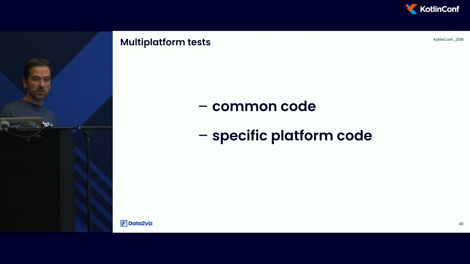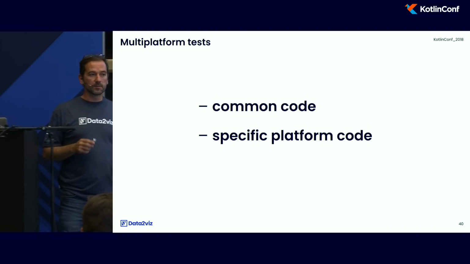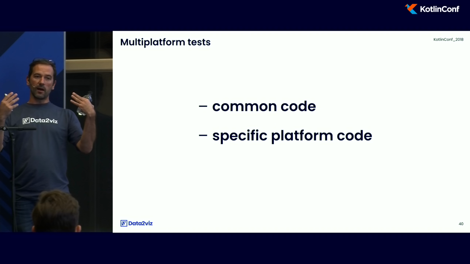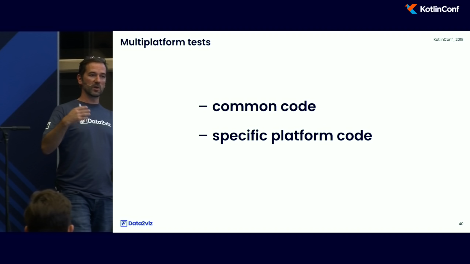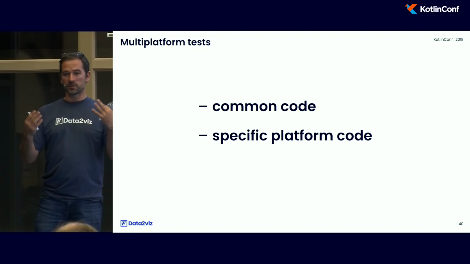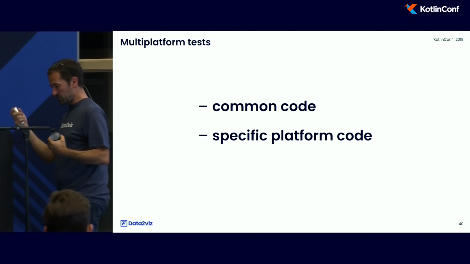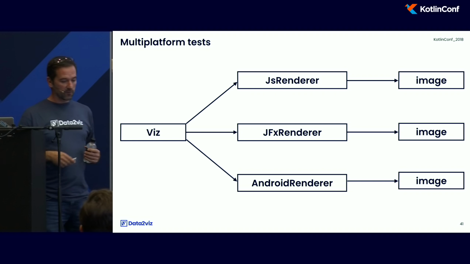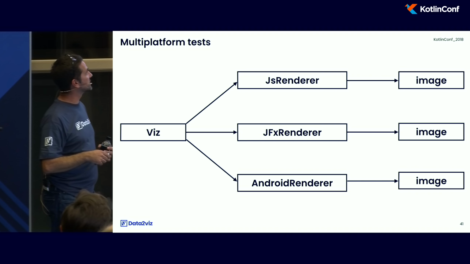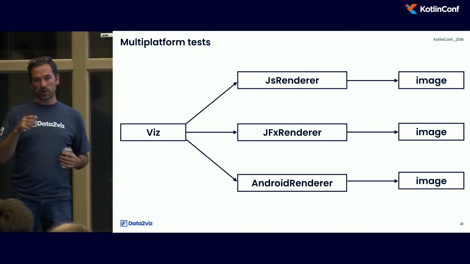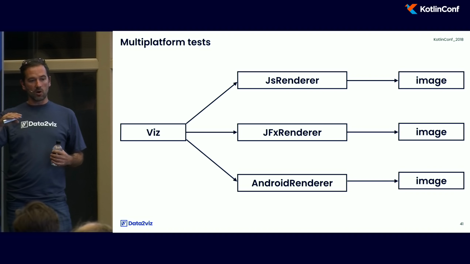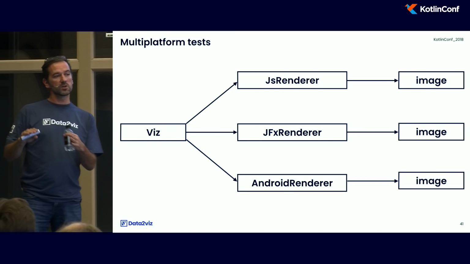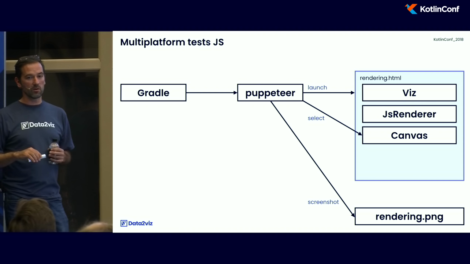Then you have to test your specific platform code, and now it starts to be difficult because you are going to add the complexity of each platform in your build test. For example, for us, what we had to do was to render a visualization on each platform, get an image of it, and then compare the images to be sure that we have exactly the same rendering.